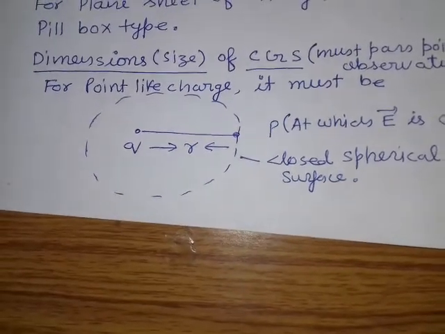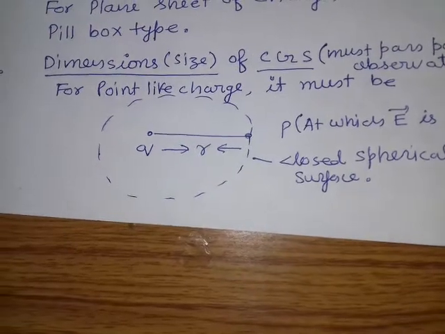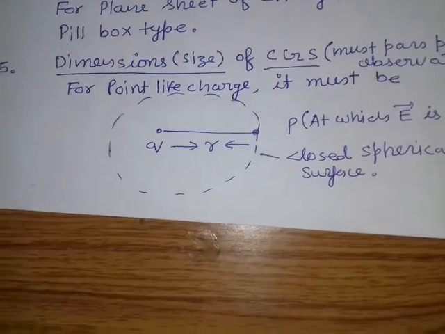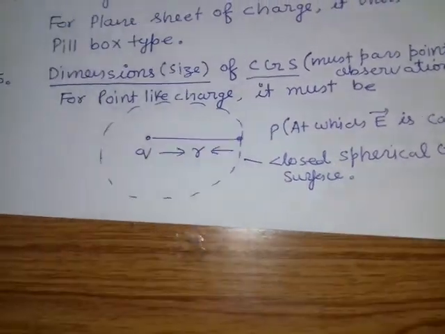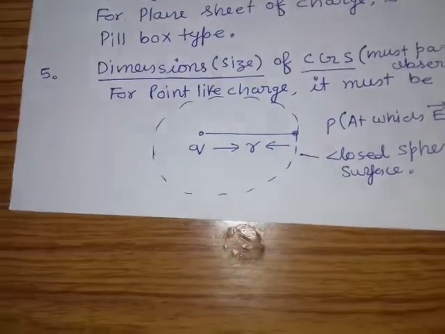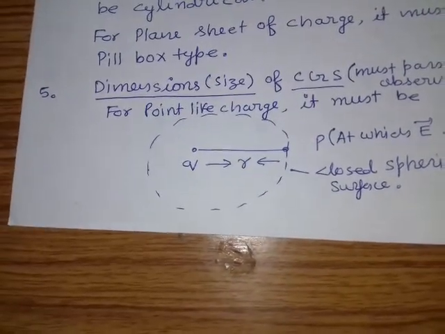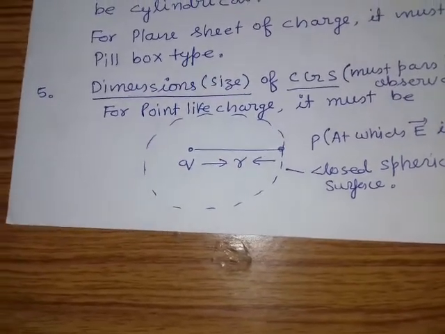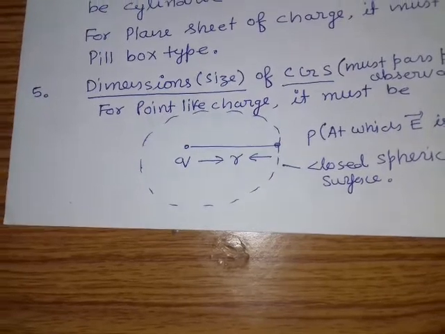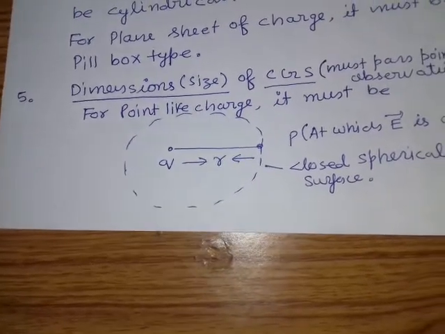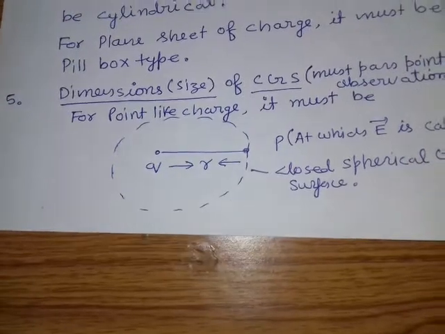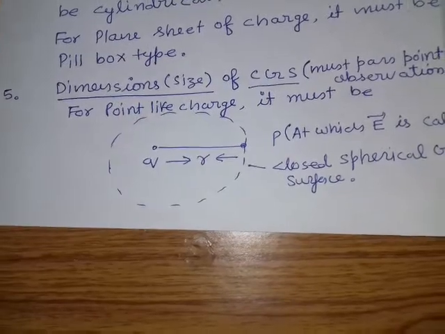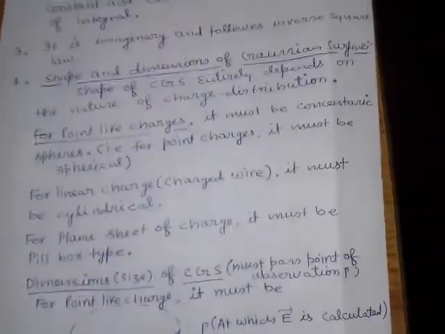Okay, so taking the source point charge Q as the center of the sphere, you make a closed spherical Gaussian surface of radius r. Here the Gaussian surface is spherical because of the point-like charge. Now, the dimensions of the Gaussian surface means what is the radius of the Gaussian surface? The radius of the Gaussian surface must be the separation between the point-like charge and the point of observation.